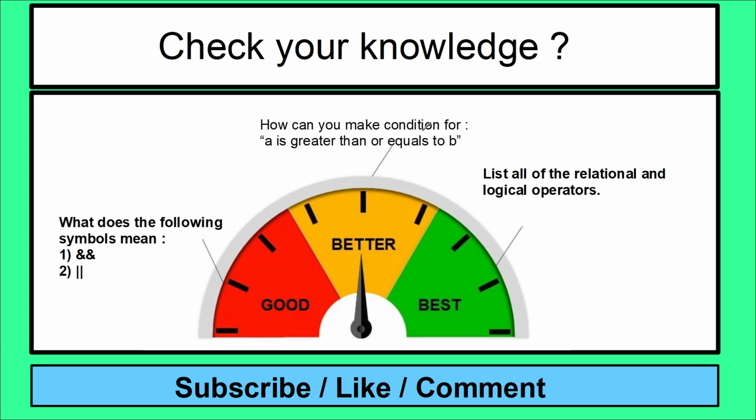Can you make a condition for A is greater than or equals to B? So you need to make sure that you know the difference between greater than and greater than or equals to, and the difference in the symbols. And can you list all the relational and logical operators? So if you're able to do all of them, then I think you're in a good area for the MTA exam.